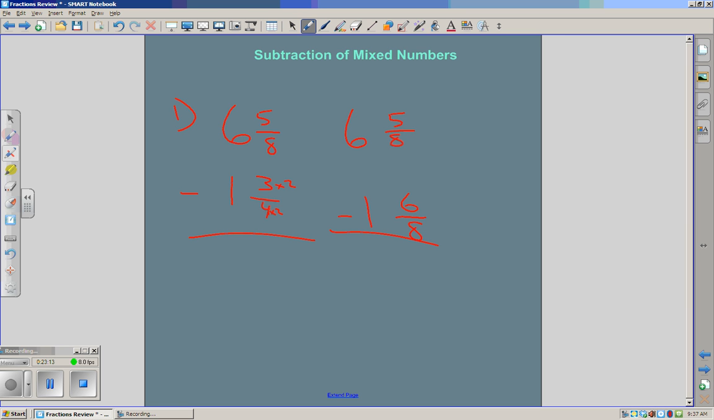All right, here's my problem. My top one is smaller than my bottom fraction. So I have to borrow. I'll borrow from the 6, which becomes a 5. And I add in an 8 to the 5, which becomes a 13. I add an 8 in because there are 8 small pieces to the whole. 13 minus 6 is 7, 7/8. 5 minus 1 is 4. 4 and 7/8 is simplest form.